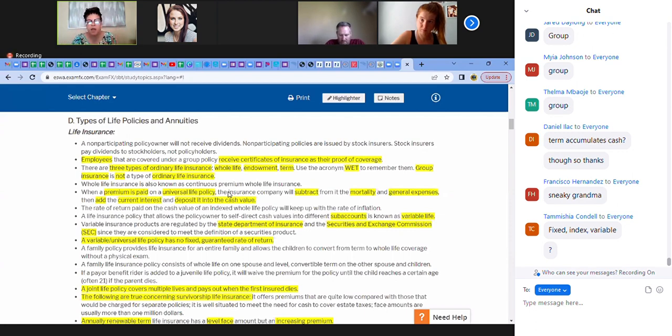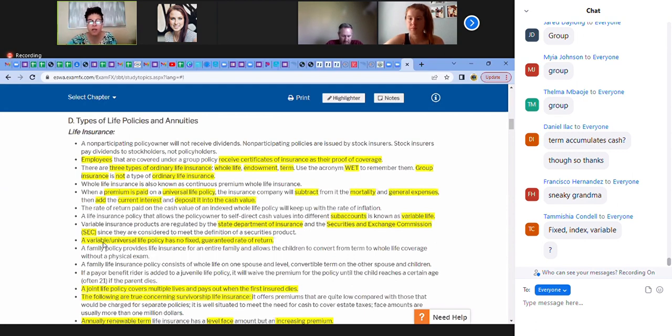Whenever you see the word variable, who regulates that? You're going to have another regulator added, the SEC, the Securities and Exchange Commission, which regulates anything with the word variable, anything attached to the market. So it will be the state and the SEC. Do you require another license to do variable products? Yes. I am securities licensed, I can do variable products, and I'm regulated by the SEC.